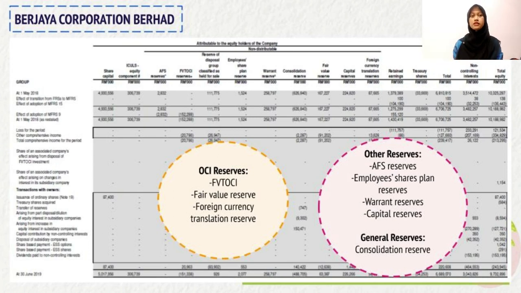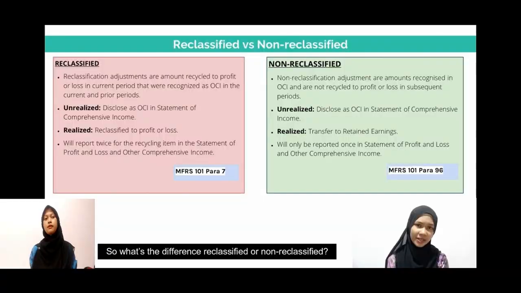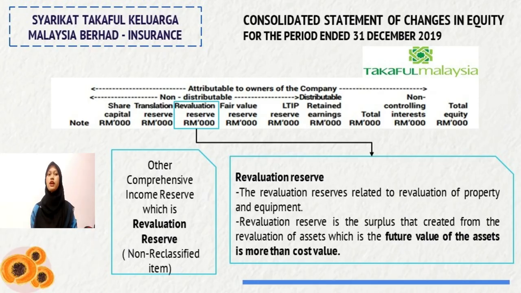For consolidation reserve, it is classified into general reserve. Based on the topic of other comprehensive income presented by the group examiners, there are items that may be reclassified or non-reclassified to profit or loss. Let's look at an example of a statement of changes in equity for Syarikat Takaful Keluarga Malaysia Berhad. The non-reclassified item for other comprehensive income reserve is revaluation reserve.